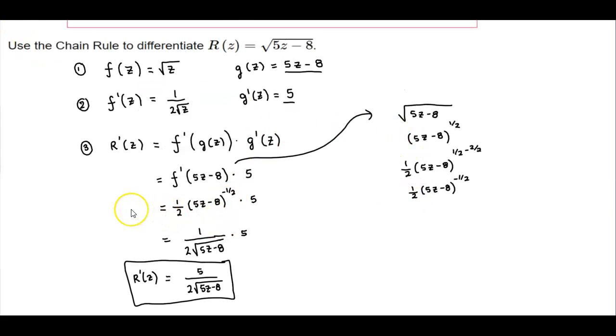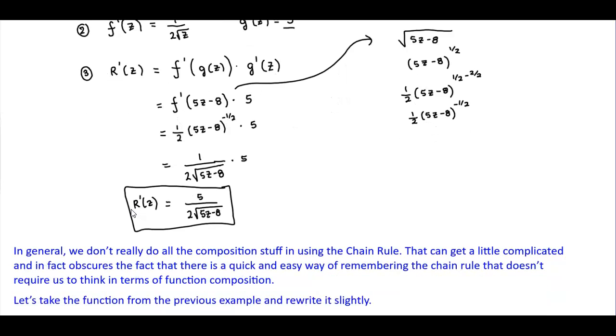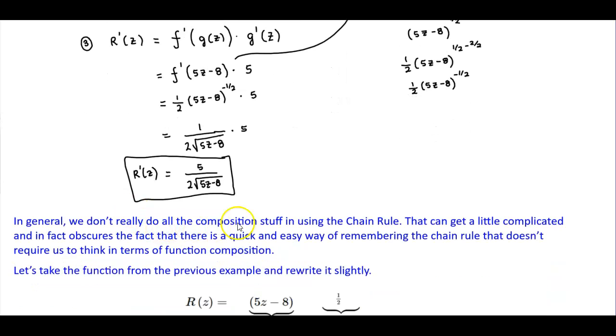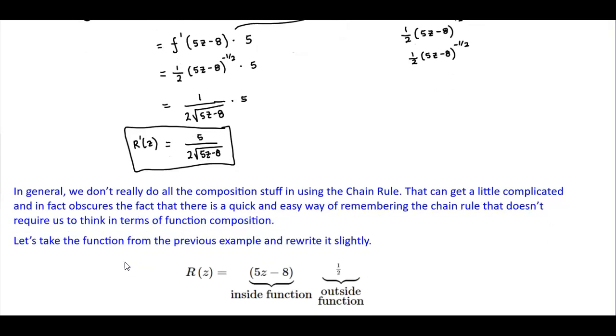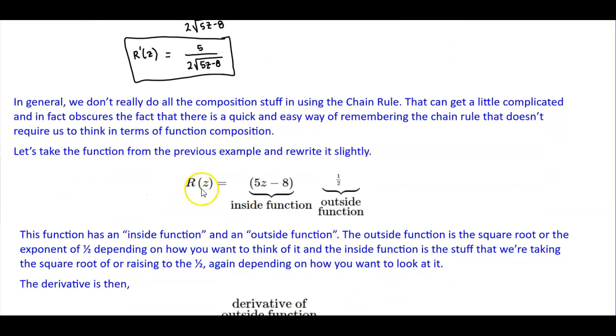Okay, now let's discuss this a little further. So in general, we don't really do all the composition stuff in using the chain rule. That can get a little complicated and in fact obscures the fact that there is a quick and easy way of remembering the chain rule that doesn't require us to think in terms of function composition. So let's take the function from this previous example and rewrite it slightly. R of z is equal to 5z minus 8. This is the inside function, and raising it to the power of 1/2, which is the outside function.